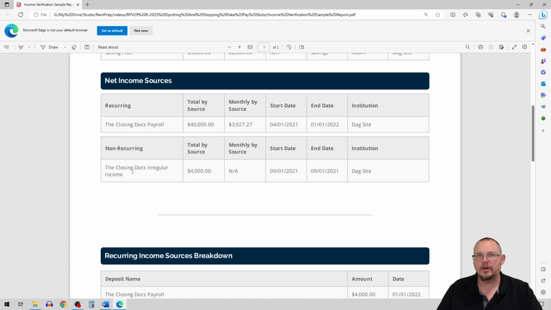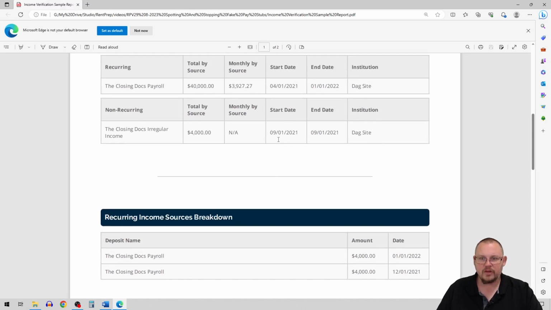And then you can also see non-recurring income. This would be irregular income, maybe a check from a family member for a gift, or something like a tax refund would fall into non-recurring income. Essentially, it's anything that they're not getting on a regular basis, like a payroll check would be. So the irregular income, the non-recurring revenue that comes through the door, you can see the total by source, and you can see when that came through.